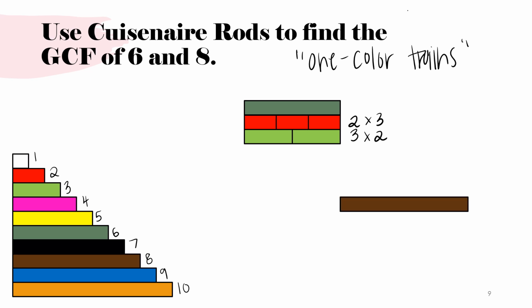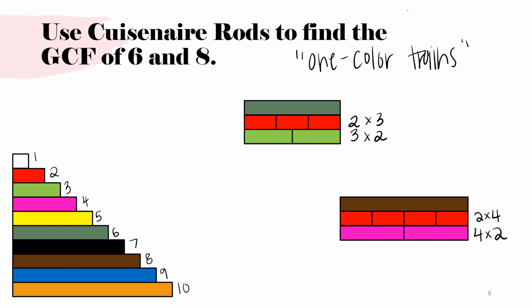So now we're going to look at the 8 rod, which is our brown rod. We could use 4 of our red rods. Again, that would be the multiplication expression 2 times 4. We can't use the 3 rod, that light green rod. We could use 2 of the pink rods. That would be the multiplication expression 4 times 2, the 4 rod times 2.